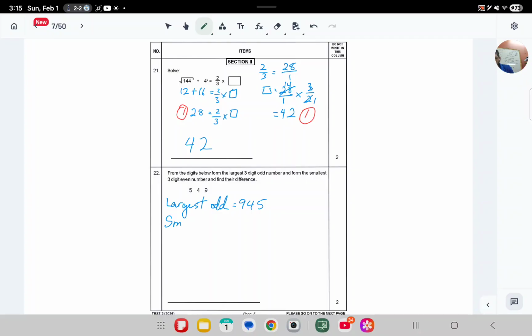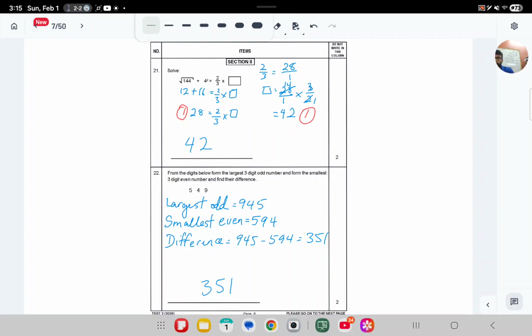Then we want to form the smallest even number. So based on the numbers we have here, it has to end in 4. But you want the smallest, so you start with the second smallest number, which is 5, 9, and we end in 4. Alright, and the third, to find the difference. Difference in maths means to subtract. So 945, take away 594, and we get 351. 1 mark for forming the numbers, 1 mark for getting the difference.